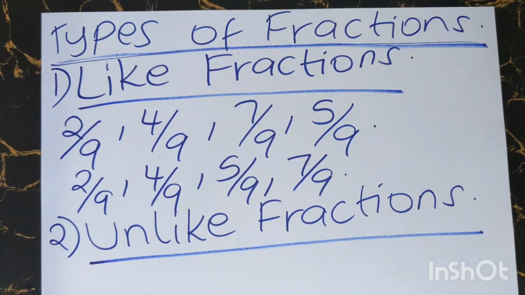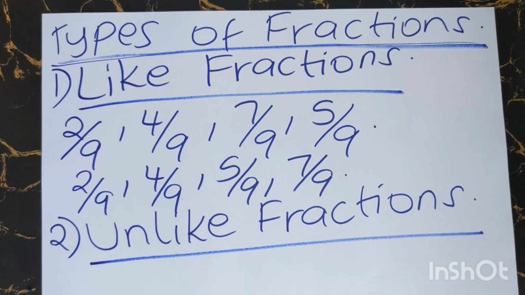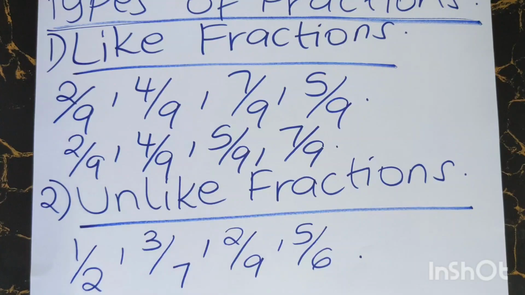Some examples of unlike fractions would be, so we can start by listing the examples. These are some of the examples of unlike fractions. When you look at this set, you can clearly see that the denominators are all different, okay? So that means that it's impossible to arrange these fractions in order without making sure that they have the same denominator, okay? We'll get into that when we go through the lesson on comparing fractions.